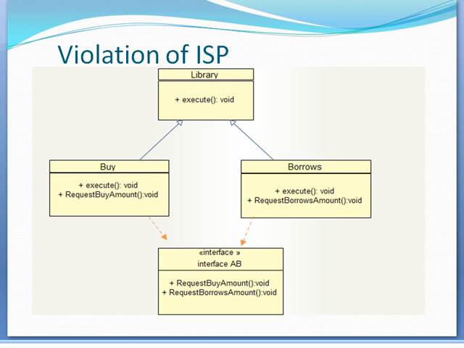For the violation of ISP, we have this UML diagram. We have Buy class and Pro class. Buy class has a function, request by amount, and Pro class has request pro amount. These two classes are connected to the interface through a dependency relationship. The interface includes two methods: request by amount and request pro amount. For the Buy class, it's not important to know the implementation of request pro amount, and for the Pro class, it's not important to know request by amount.